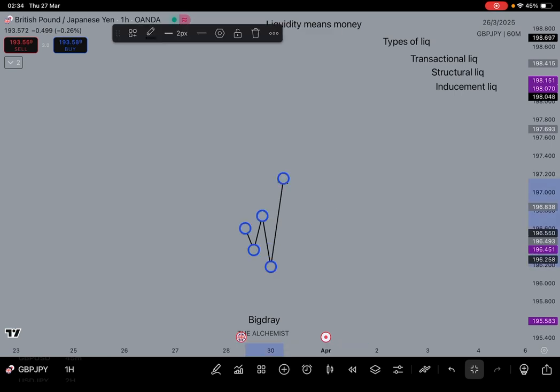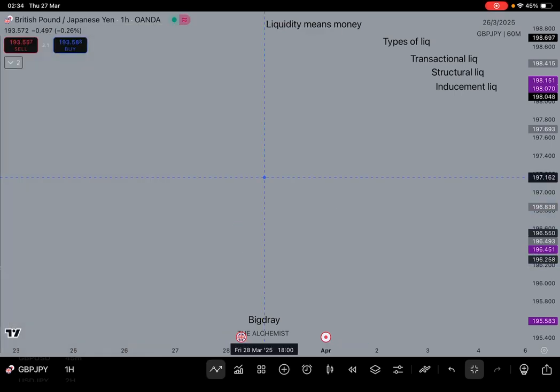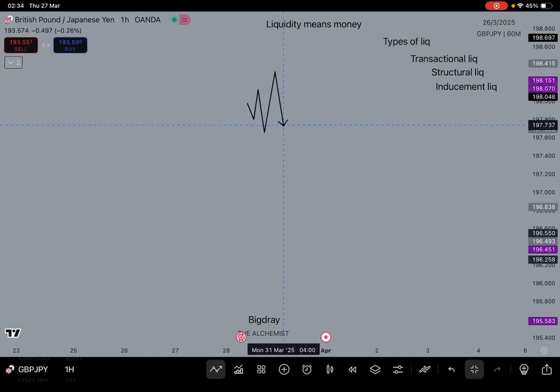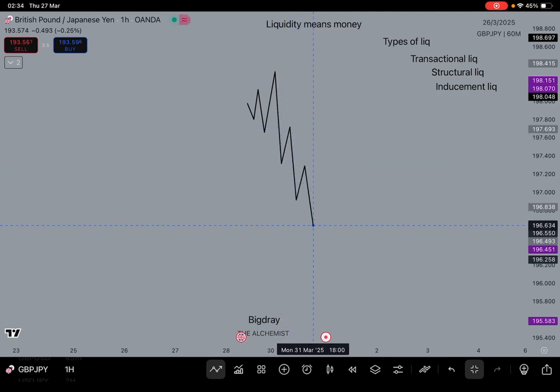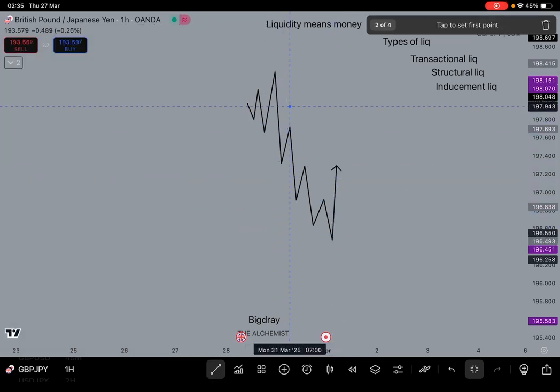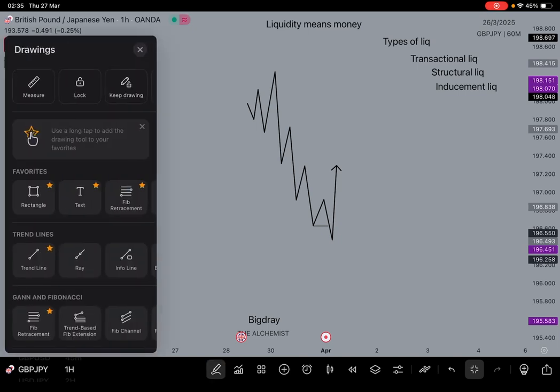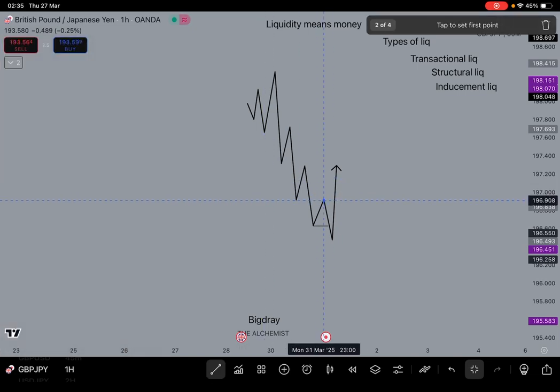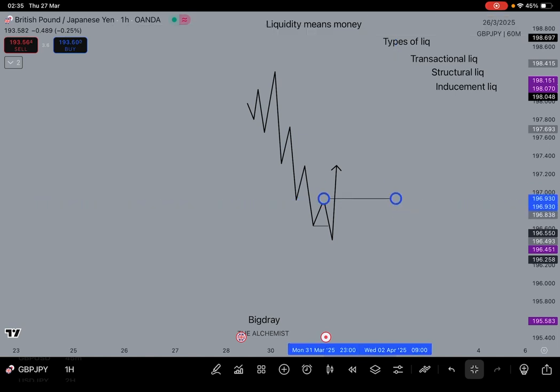Understand? Let me give you one more example. You should see this often in my charts. You have it like this. Then you have this. This is a transactional liquidity. We are selling from here before to here. Now the market swept this last support and did what? And broke this resistance. This is a transactional liquidity, pure transactional liquidity.